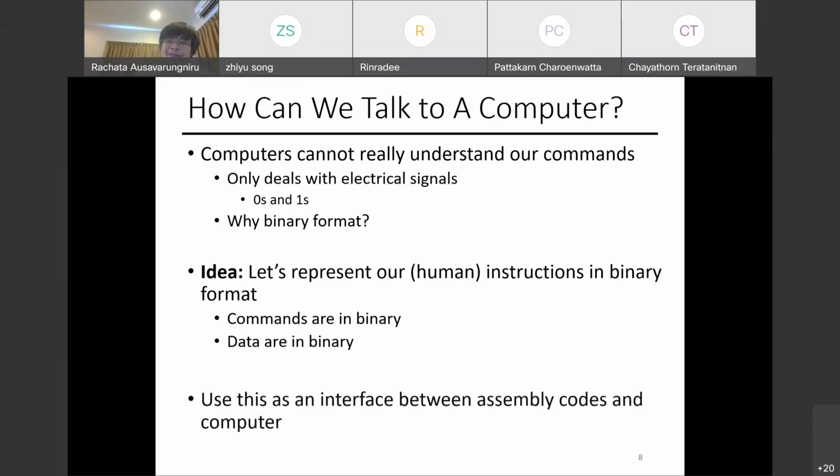And this becomes the interface between your assembly code and your computer, right? Your assembly code and your computer. If you somehow can write things in assembly and you have the ISA, which is a dictionary that converts your assembly code into 0 and 1s, things would work.